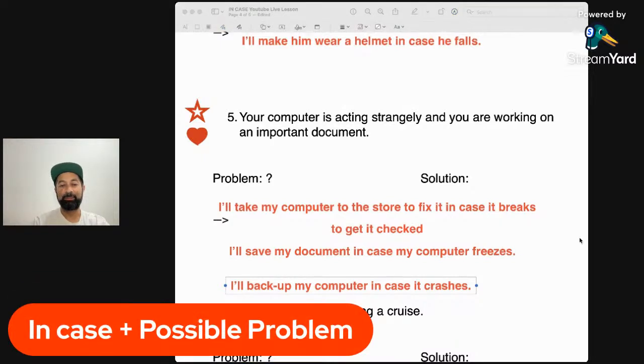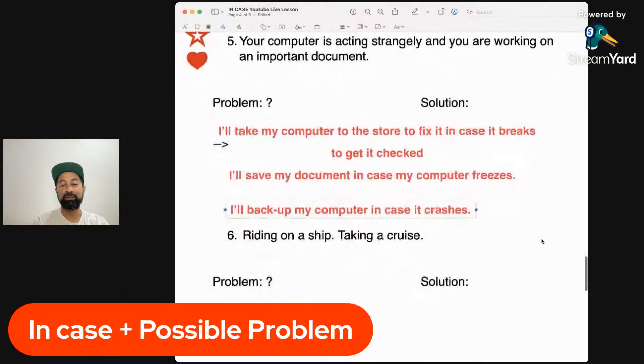I'll back up my computer in case it crashes. So yeah, everybody, make sure you back up your computer. Computers are always funny at times, and you never know when your computer will crash. So make sure you back up.